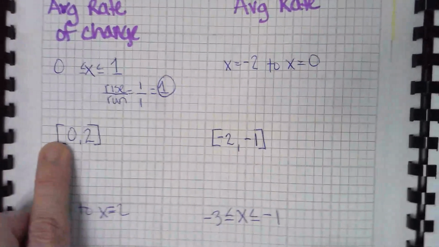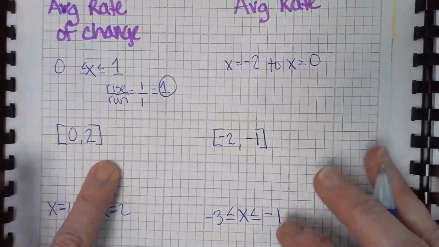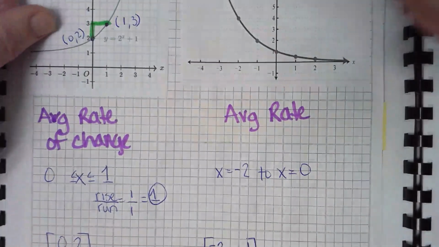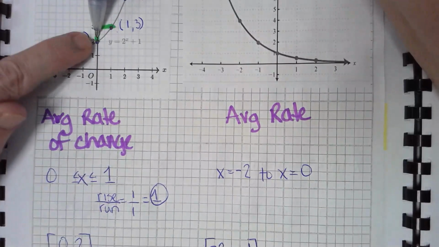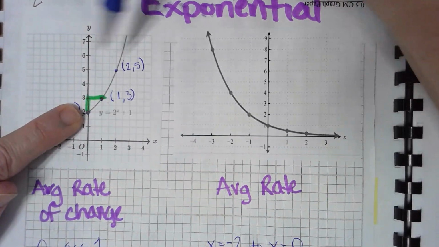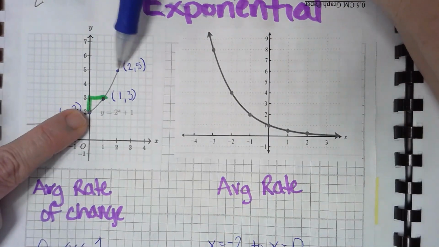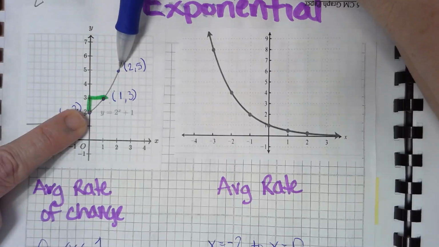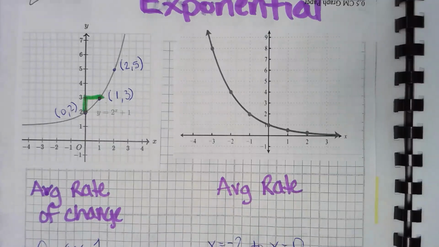Now we're going to go from x is 0 to x is 2. So y'all, where is x 0? Well, it's right there. Where is x equal to 2? It's right here. So x is 0 here, x is 2 here. We're going to rise and run from here to there. Okay? So I'm going to grab me another color.